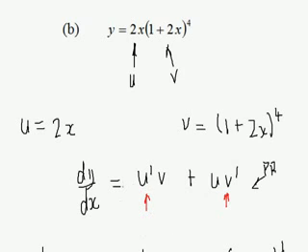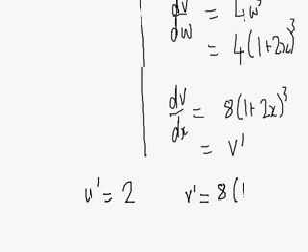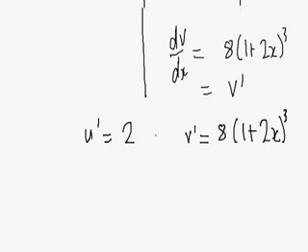Okay, so now going back down here, let me just get back my black pen again. So now we have u, which is equal to 2x, and we have v, which is equal to 8(1 plus 2x)^3. Now combining that using the product rule, I'll just write that out again.